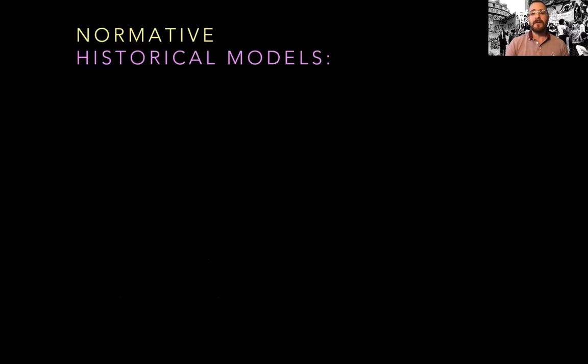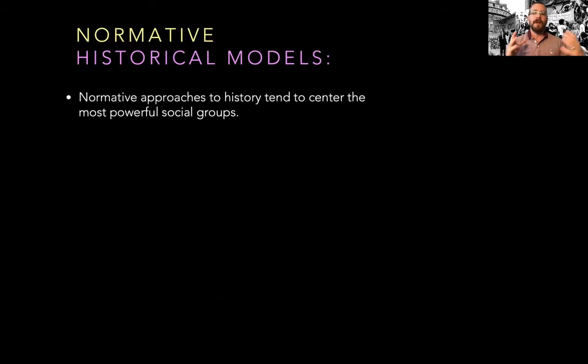I want to talk a bit about normative historical models and the problems they pose to queer histories. So we talked already in class about how normative approaches to history tend to center the most powerful groups. If you are someone who's taken a history class in college or even in K through 12, you'll notice that most history is framed around the canonical histories of powerful white men who colonized this continent. And anything that happened before that, we're not really taught. And that's still very much how US history is approached at an introductory level.